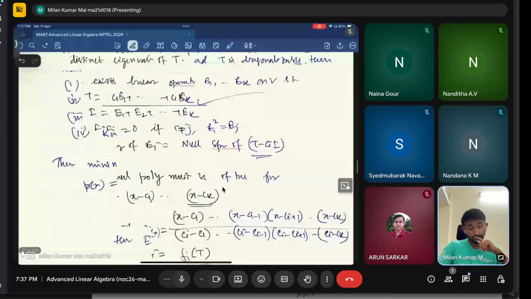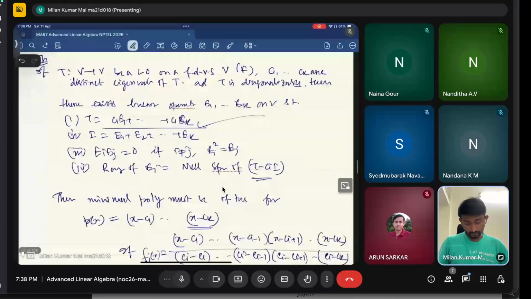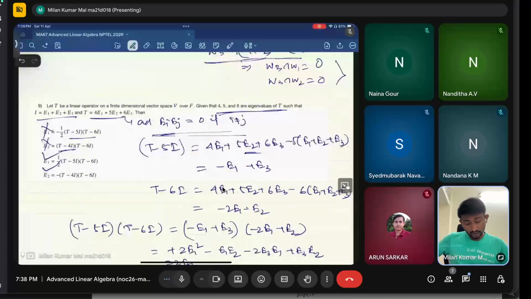This one. Ei actually equals this one, that is (x minus c1)(x minus c2)...(x minus ck) divided by (c1 minus this)(c1 minus this). But okay, there will be a factorization, that will be like c1 minus c2. That has to be there, but still this is not going to be 0. That's the problem. Here it is. Yeah, here it is. This is the technique I want to use.